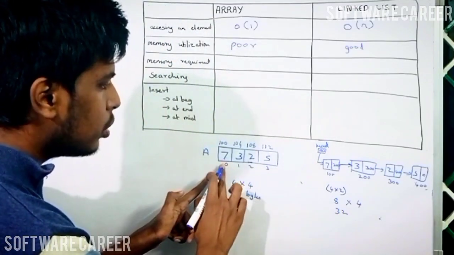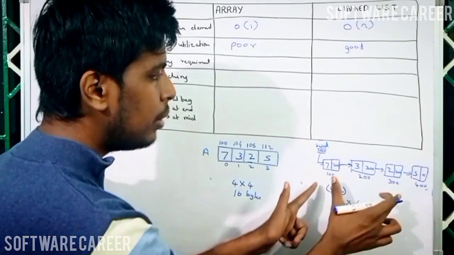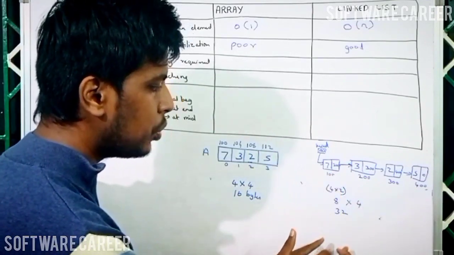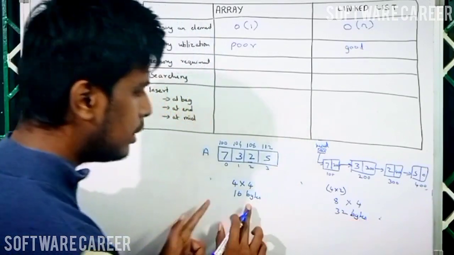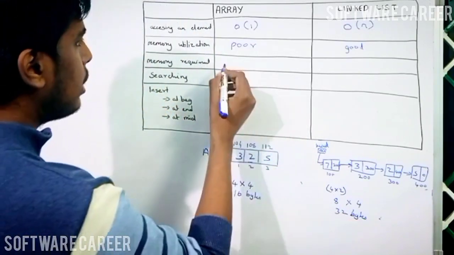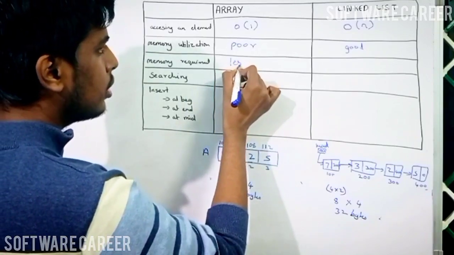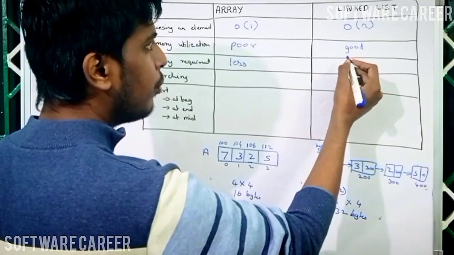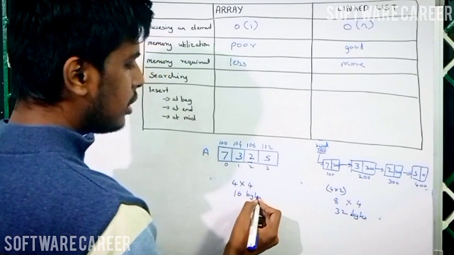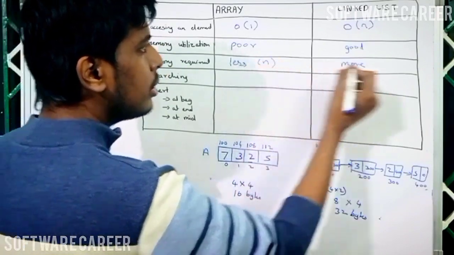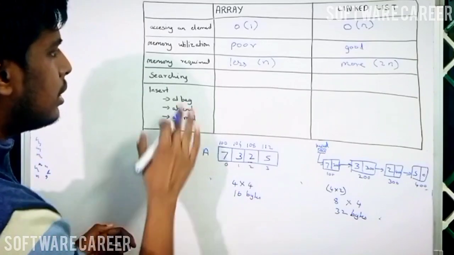So see here, you are storing 4 elements into this array, it takes 16 bytes. But you are storing the same 4 elements into a linked list, and it takes 32 bytes. So the size is double. So we can find that the memory requirement for an array is less and the memory requirement for a linked list is more. That is, if this takes n size, this takes 2n. This is the difference.